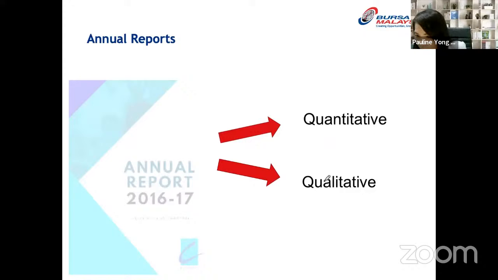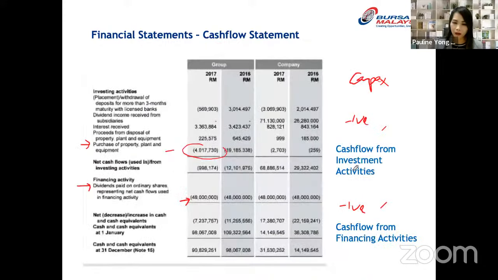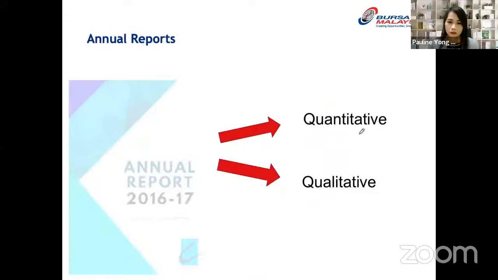Negative investing should be more than negative financing? Well, it depends. As long as overall the positive from the operation is able to cover these two, that's fine. You do not need to worry about which one is more or less, not necessarily. As long as the positive is able to cover these two negatives, it is good enough. Okay, so then we have done this part. Let's take a look at the qualitative.